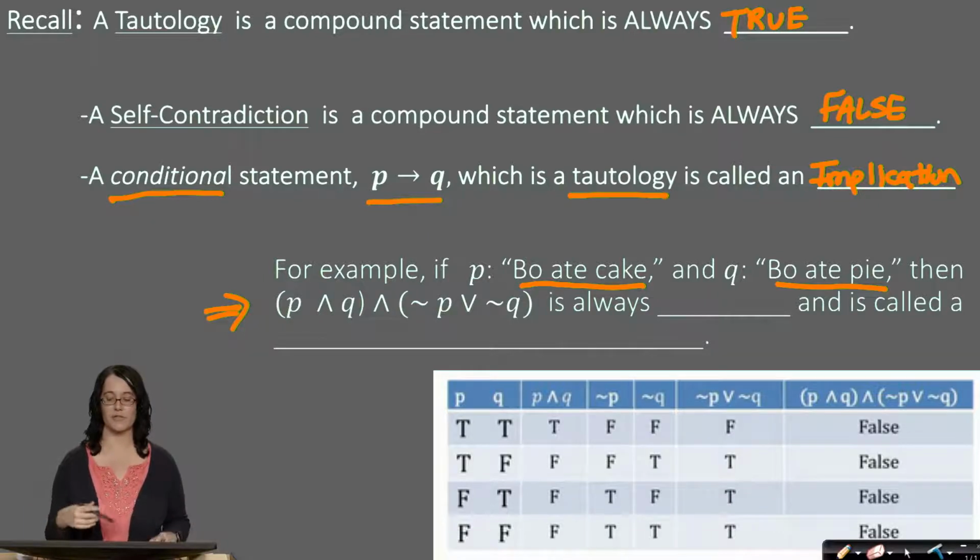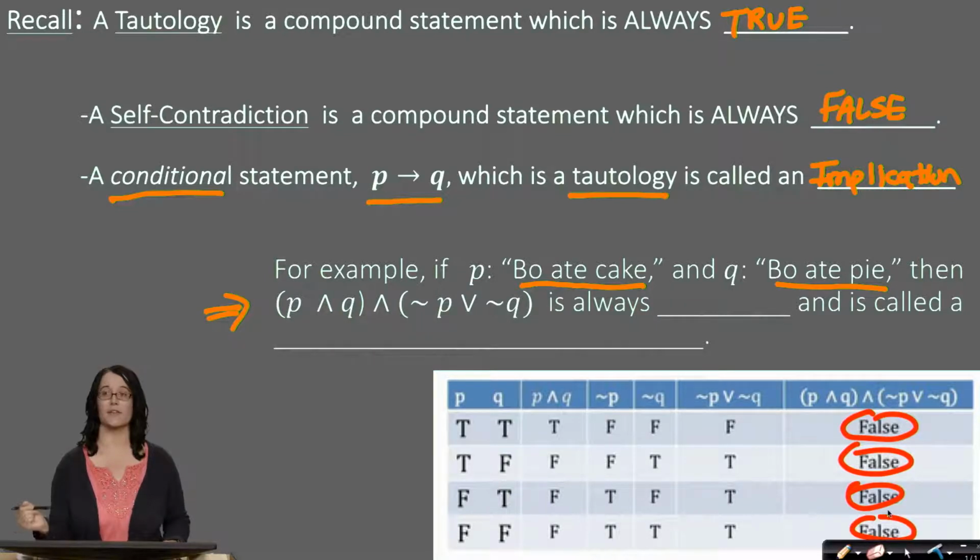Now let's determine if this is always true, if this is always false, and then see what that would be called. Well, you can skip ahead if you just look at the very last column here, and you notice that in all four cases it is false, right? So if we get an F at the very end here, false, false, false, and false, what should that be called? If it's always false, it should be called a self-contradiction.